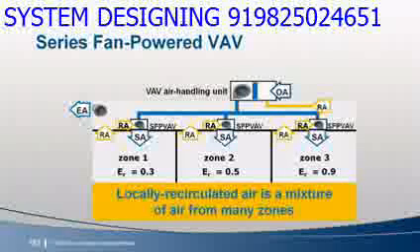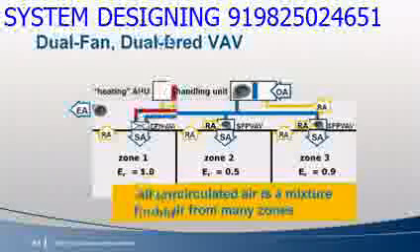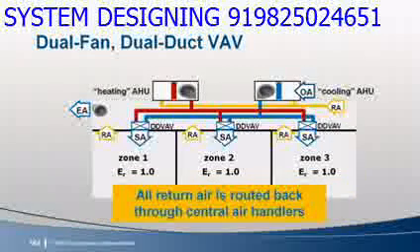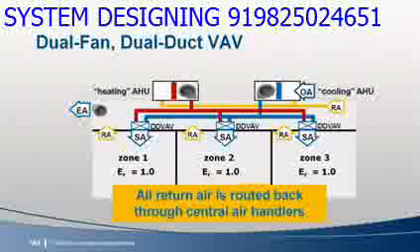For our example, we'll assume E sub R to be 0.3 in zone 1, 0.5 for zone 2, and 0.9 for zone 3. As a side comment, for a dual fan, dual duct VAV system, all the recirculated air returns to the central air handlers. So E sub R would be equal to 1 for all zones in that type of system.